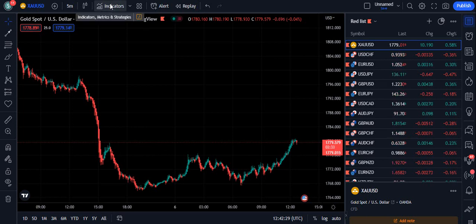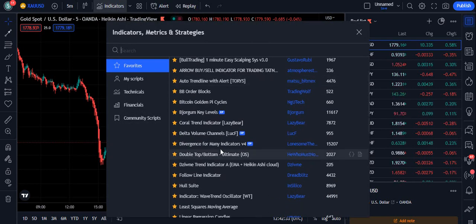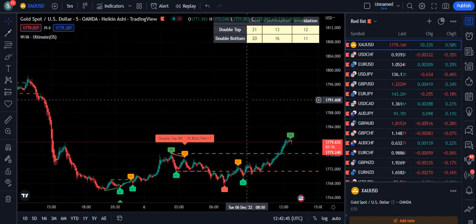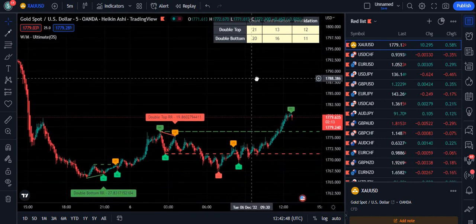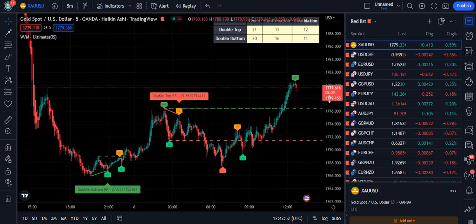Okay guys, now we are moving towards our strategy, and the strategy is very simple. We are just going to add the one indicator, and the name of the indicator is Double Top Bottom Ultimate by He Who Must Know. Okay, and 2027 traders are using this indicator setup, right? So if I attach this indicator on my screen, it basically looks like this.